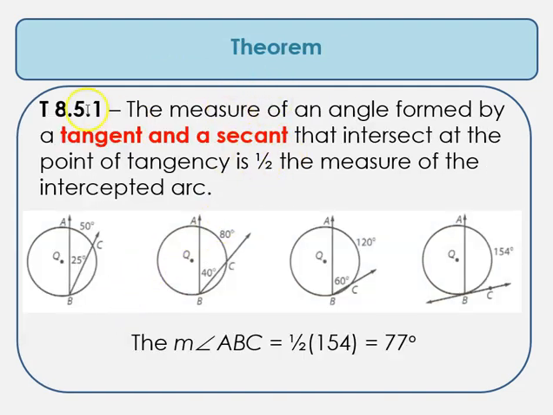Our first theorem, Theorem 8.5.1. The measure of an angle formed by a tangent and a secant that intersect at the point of tangency is 1/2 the measure of the intercepted arc.